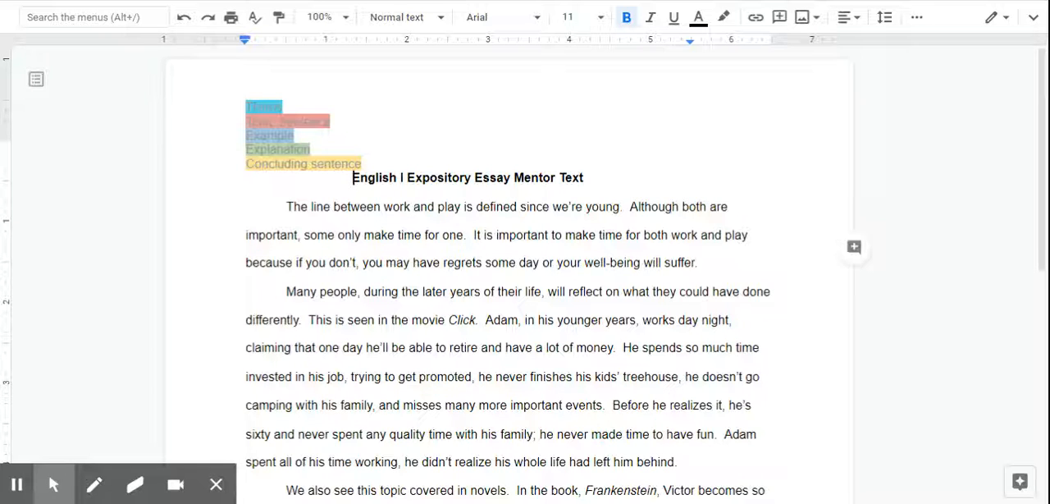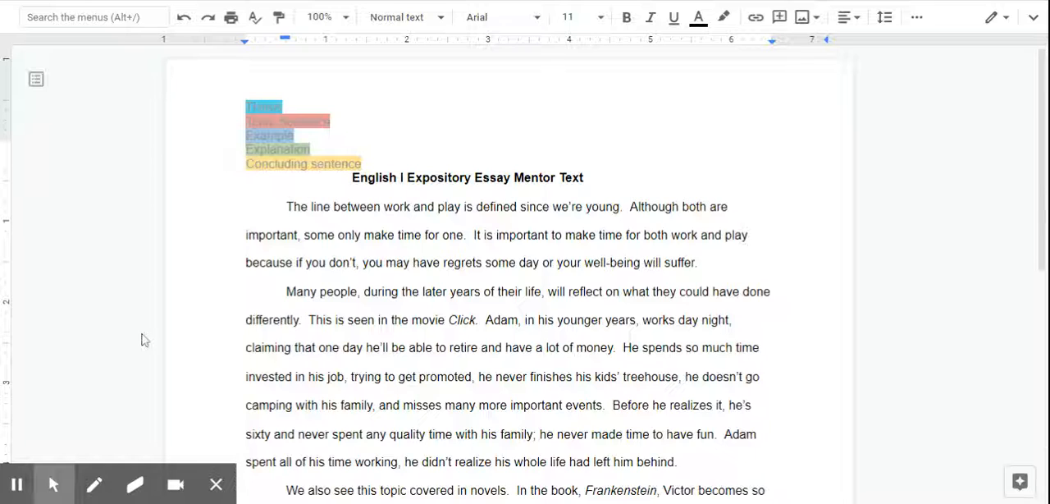So let's get started. If you'll see up here in the left-hand corner, you'll see the different color guides for the different types of sentences in an expository essay. I have the thesis as an aqua teal color, topic sentence is pink, example is blue, explanation is green, and yellow is concluding sentence. So we are going to start reading.